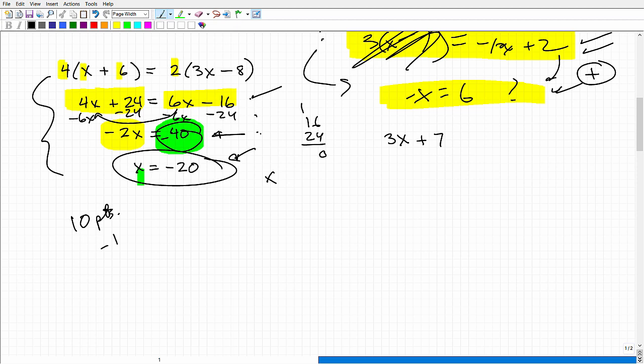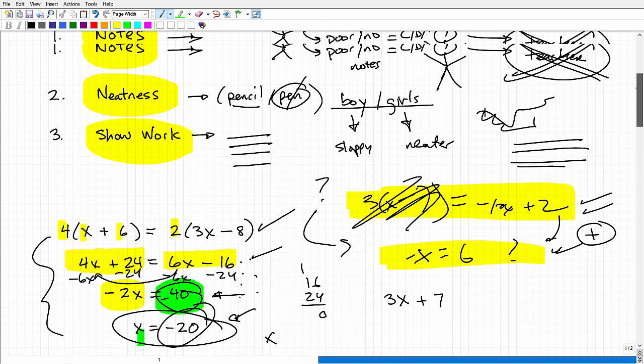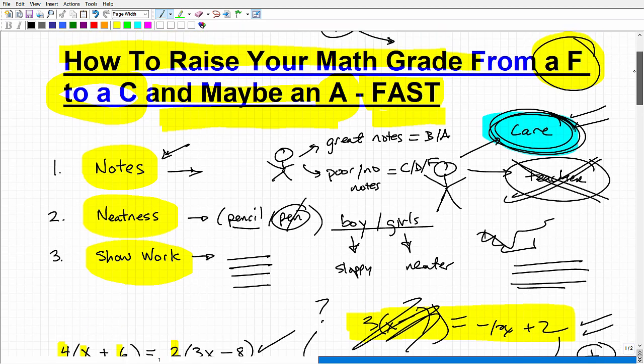But if you don't have the work, that proves to the teacher what you know and don't know, then if you go from here to a wrong answer, you're going to get minus 10 all the way off. You're going to get the entire thing off. So this is one of the most dramatic things. Remember, you're going from an F to a C. You're going to have to start getting as much credit as possible, even if you're not perfect in your results.